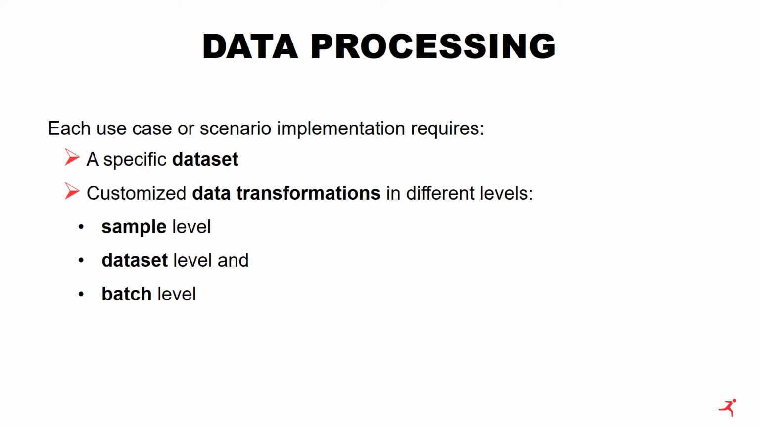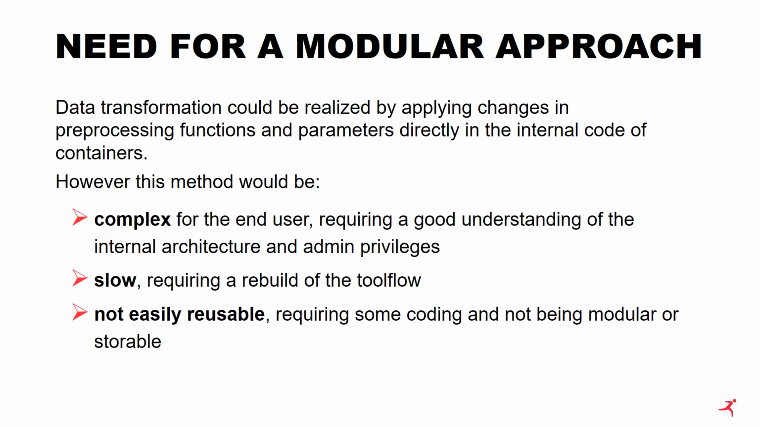Each use case or scenario implementation requires a specific dataset and customized data transformations at different levels: sample level, dataset level and batch level. Data transformation could be realized by applying changes in preprocessing functions and parameters directly in the internal code of containers. However, this method would be complex for the end user, requiring a good understanding of the internal architecture and admin privileges. It is slow, requiring a rebuild of the tool flow. It is not easily reusable, requiring some coding and not being modular or storable.